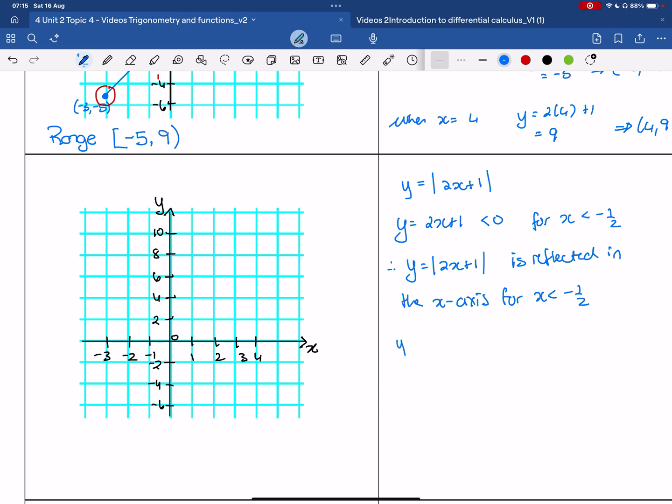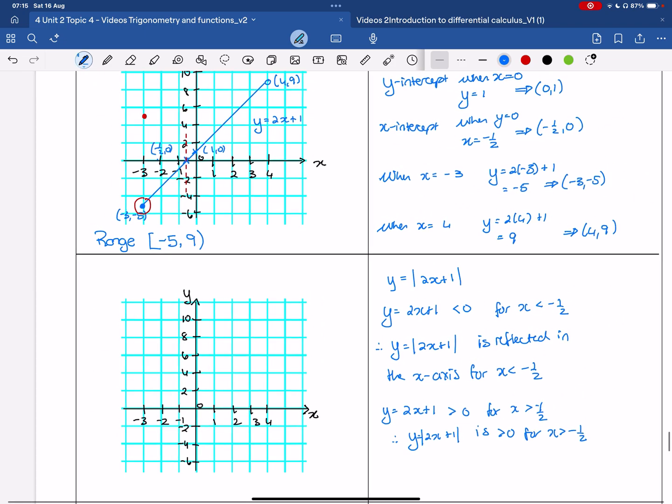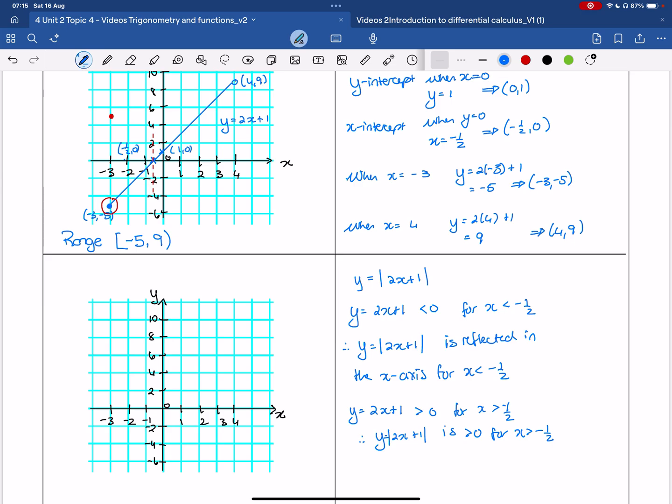So y equals 2x plus 1 is greater than 0 for x greater than -1/2. So therefore my absolute value function is also just greater than 0. So no change at all. So that means I can use what I had before. On the right hand side I had (4, 9). Those points don't change. My y-intercept doesn't change. And my x-intercept doesn't change.